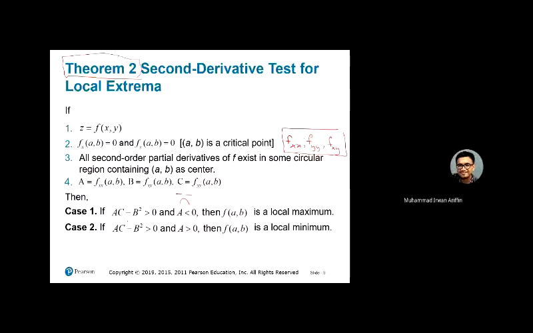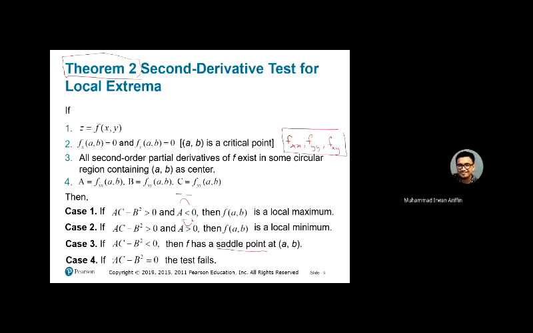Case 2, where AC minus B square is still positive, and A is positive. So we have a local minimum. Case 3, if AC minus B square is negative, then f has a saddle point at (a, b). It is a saddle point. It is both maximum and minimum, but we cannot decide which one. Okay, so that's why it becomes a saddle point.